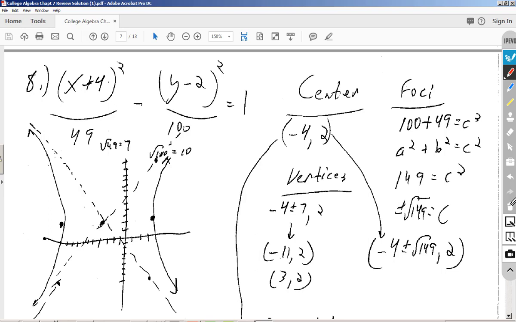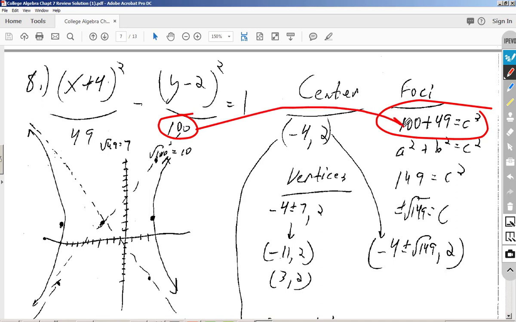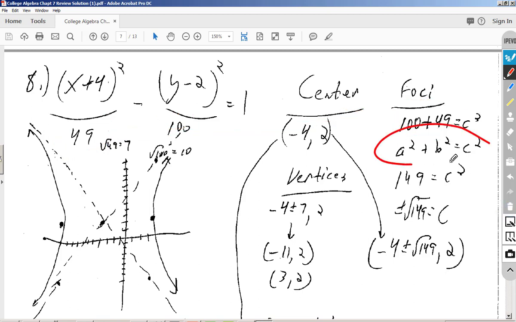So now to find your foci, so substituting those numbers, here's my a squared, 100, here's my b squared, which is 49. I add those together. Here's my formula. a squared plus b squared equals c squared. So I take 100 plus 49 equals c squared. This is 149 equals c squared. So plus or minus the square root of 149 all equals c.